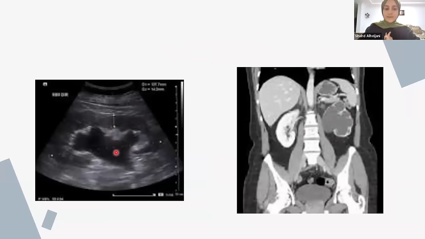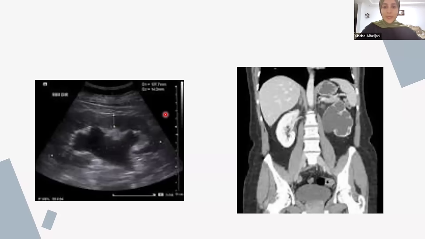Enlargement, hydronephrosis. Other answers would build up also. Didn't answer.